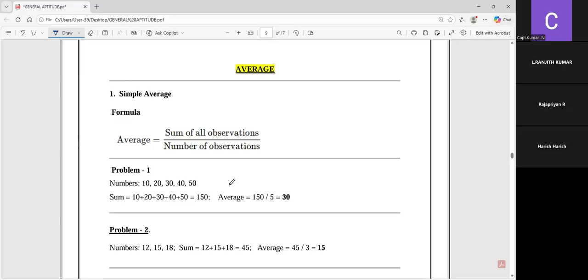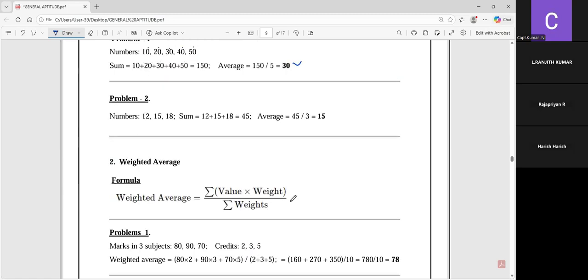So first problem: 10, 20, 30, 40, 50. Some numbers are there. From these 5 numbers, from this total, I want the average. So add all those numbers: 150. How many items are there? See, 1, 2, 3, 4, 5. So sum divided by 5 is equal to 30. That's all. Okay.